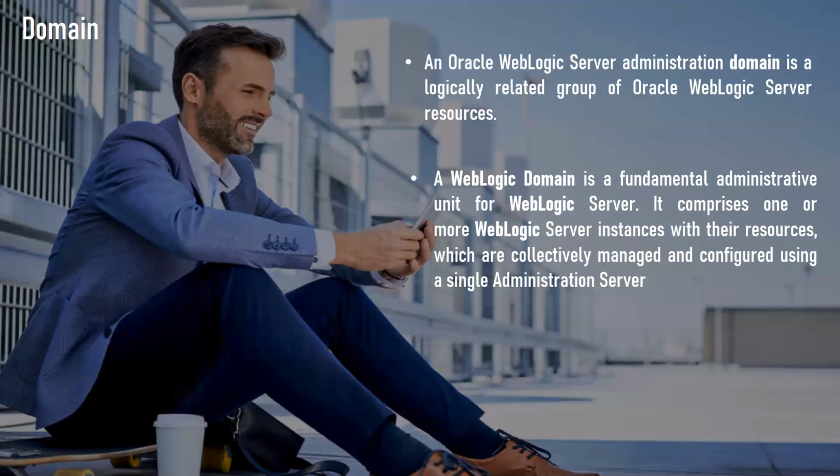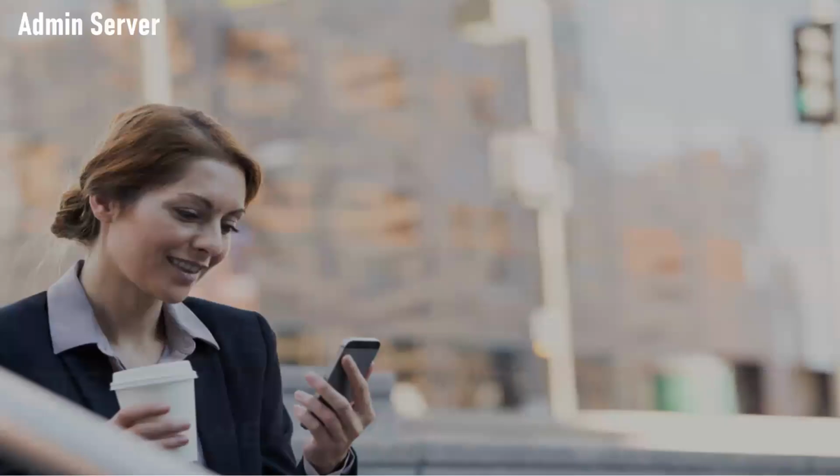So as I said, the WebLogic domain is the initial basic entity which you have to configure after installation, and which will include all of your resources. It includes your different WebLogic server instances and the related resources. For example, you have multiple managed servers, multiple data sources, a cluster, and you have deployed multiple applications. So all will be inside your single domain. Okay. And which are collectively managed and configured using a single administration server. Okay, that means each domain will have only one single admin server. We'll see more on that in the next slide.